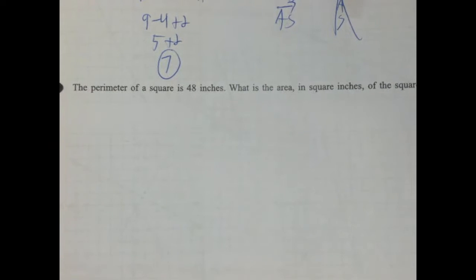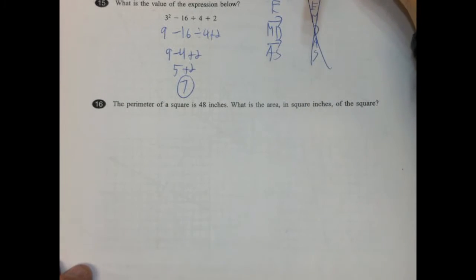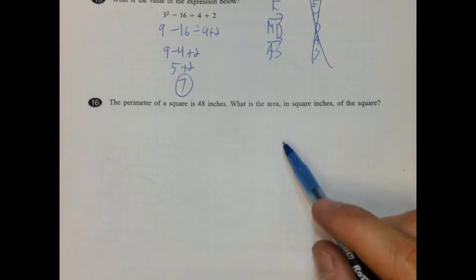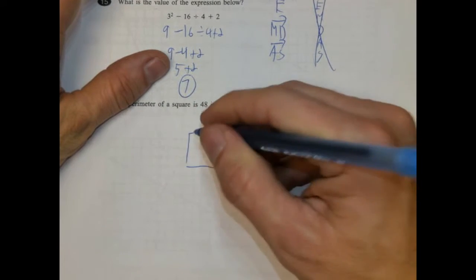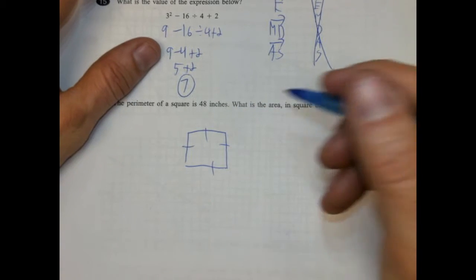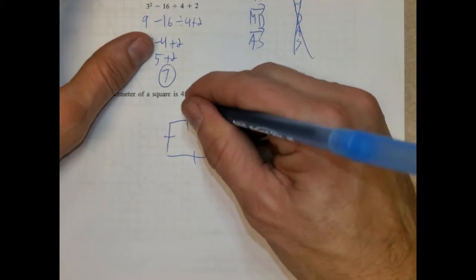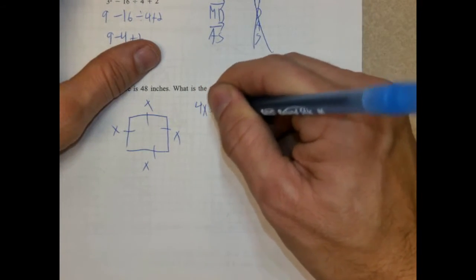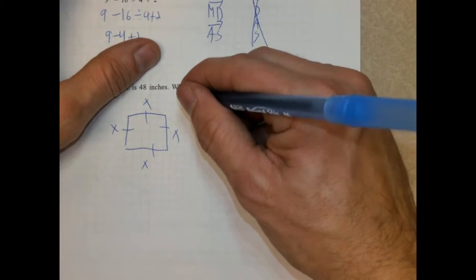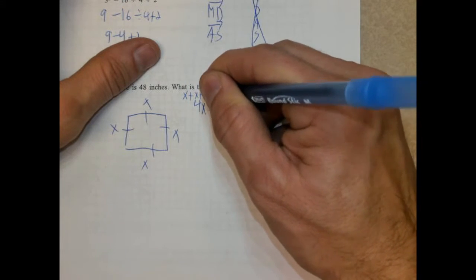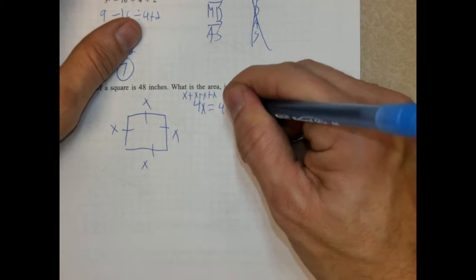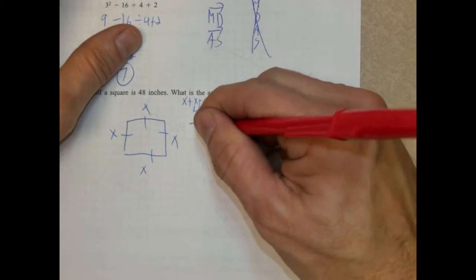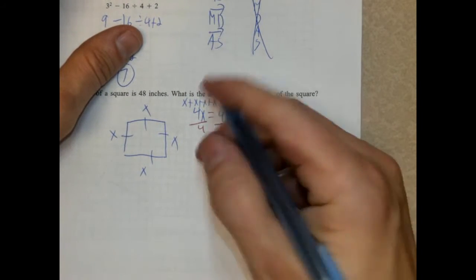Okay. Number 16. The perimeter of a square is 48 inches. What is the area in square inches of the square? So a perimeter, right, it's a square. These are all the same length. It's a square. It's 48. So we all know these are the same. So 4x, because we're going to add them all together, right? X plus x plus x plus x. 4x equals 48. Simply solve for x, right? So divide by 4. X will equal 12 inches.